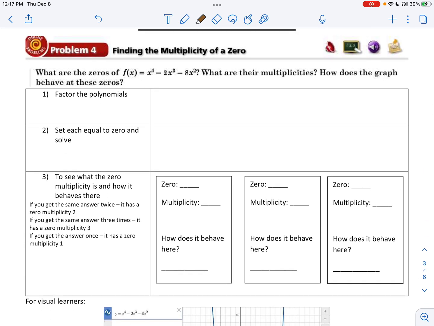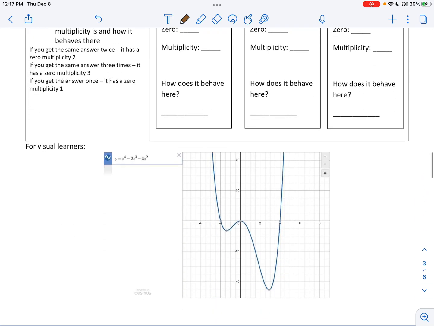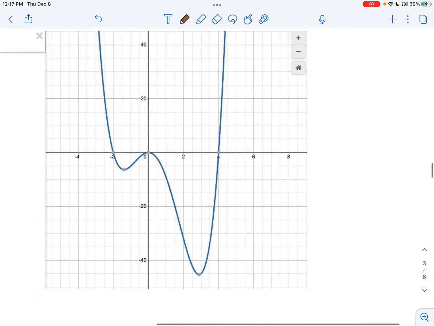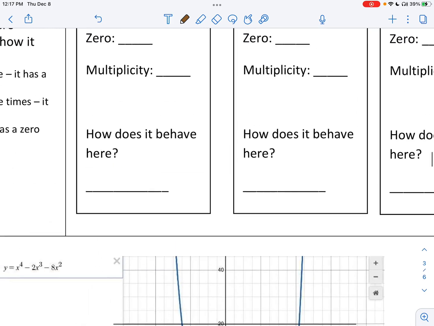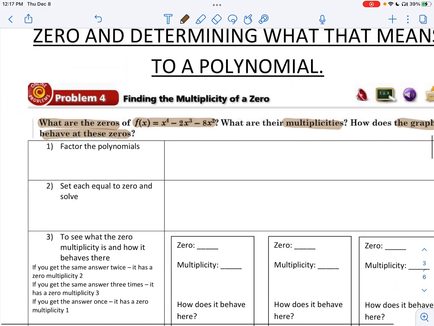So problem 4, I have a polynomial here for you, and I say, what are the zeros? What are the multiplicities? How does the graph behave at these zeros? So I hope my steps are beneficial to you. For visual learners, it is graphed down here already for you, so hopefully you can make that connection. Let's go ahead and roll.